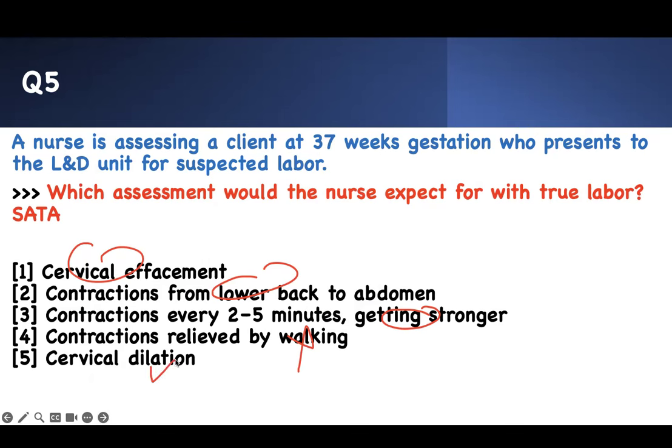Therefore, what is our right answer? We have effacement, we have pain coming from the lower back, we have contractions getting bigger, and then we have what? Cervical dilation. That means the only answer choice that is wrong is that. So this is the way we know that this is true labor.